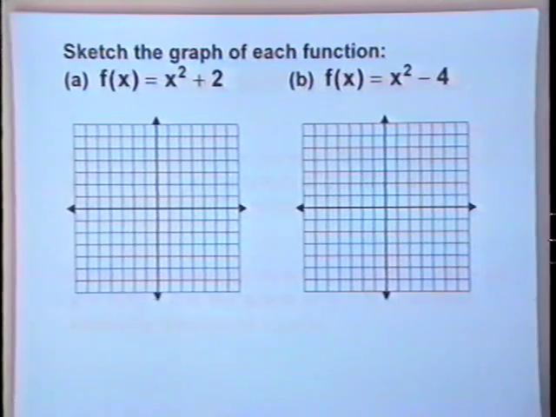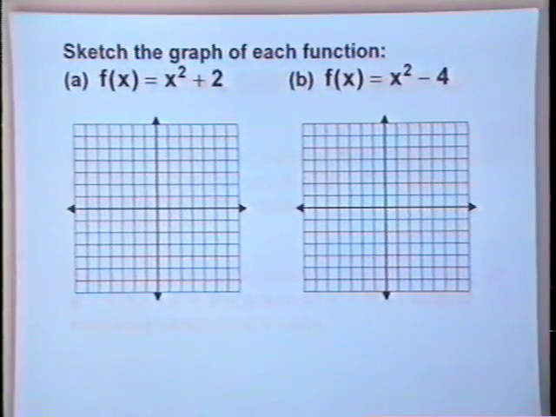You may recall that f of x equals x squared forms a graph that we refer to as being a parabola. And it has a vertex at the origin, and it has some symmetry with respect to the y-axis. What we're going to explore here is what effect that plus 2 in the equation has on our graph of y equals x squared.